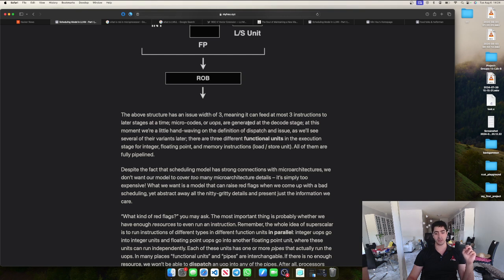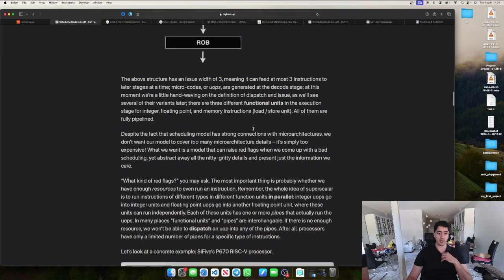At this moment, we are a little hand-waving on the definition of dispatch and issue, as we'll see several of their variants later. There are three different functional units in the execution stage: integer, floating point, and memory instructions, the load and store unit. All of them are fully pipelined.